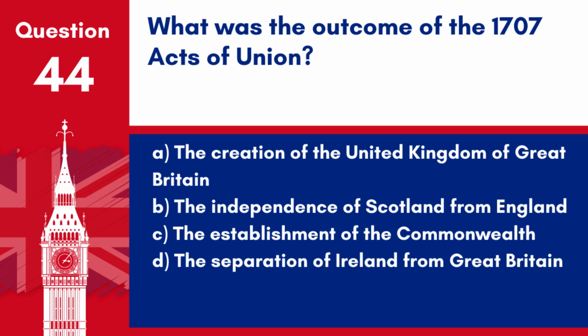D. The separation of Ireland from Great Britain. Answer A. The creation of the United Kingdom of Great Britain. The Acts of Union in 1707 united the kingdoms of England and Scotland into a single sovereign state known as the United Kingdom of Great Britain.